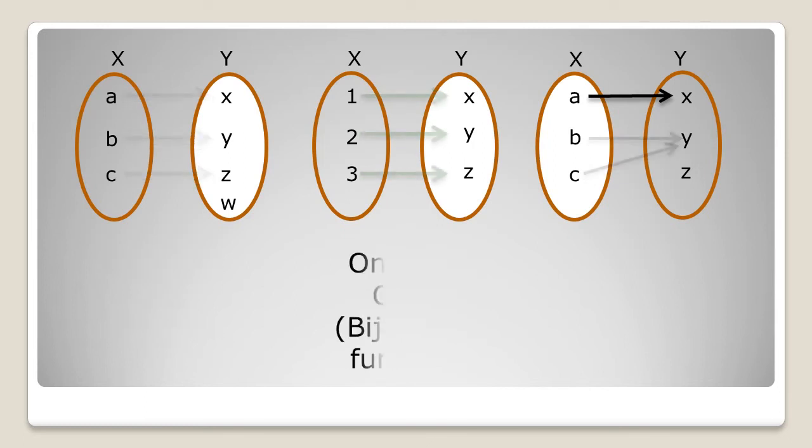The third one is not a one-one function because b and c have the same image y, and it is not an onto function because z is not an image of any element of the domain. Therefore it is a many-one into function. We can have more examples later.